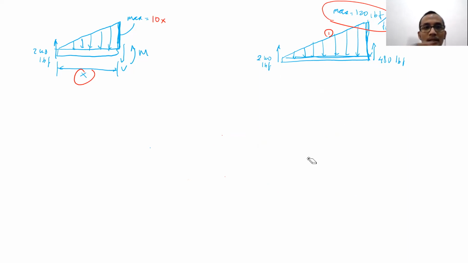So the maximum is supposed to be 10x, right? The maximum there is supposed to be 10x. And sometimes you have to find out for the quadratic as well. For the quadratic, we have to find the equation first. Okay, for this one, the equation is 10x. The equation for the maximum at certain x direction is 10x lbf per feet.